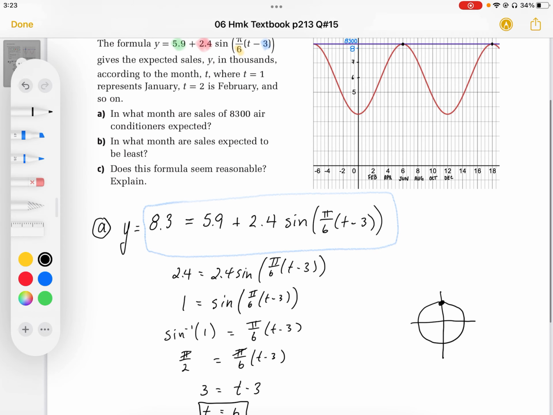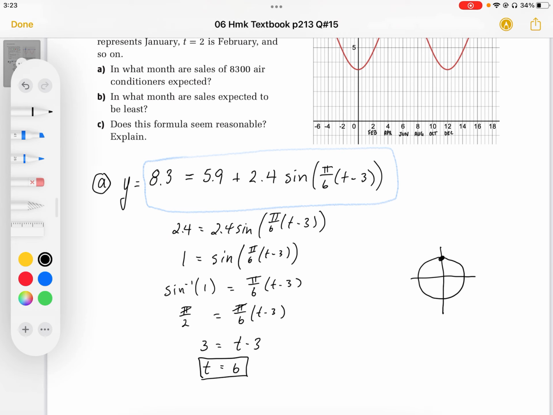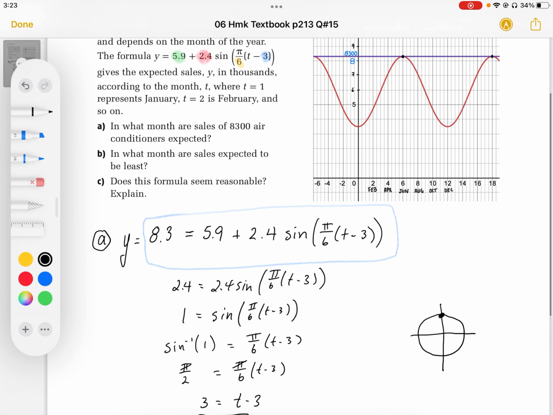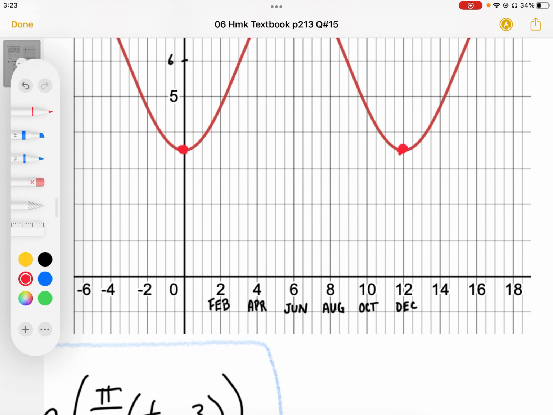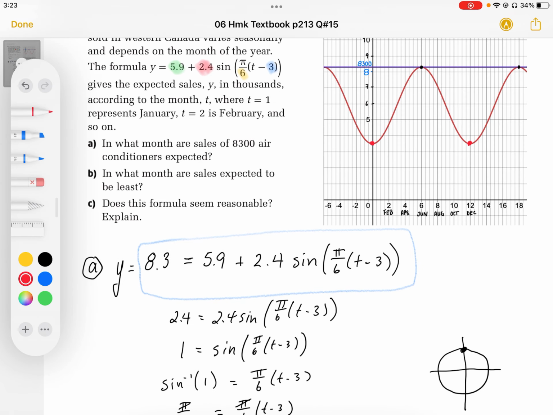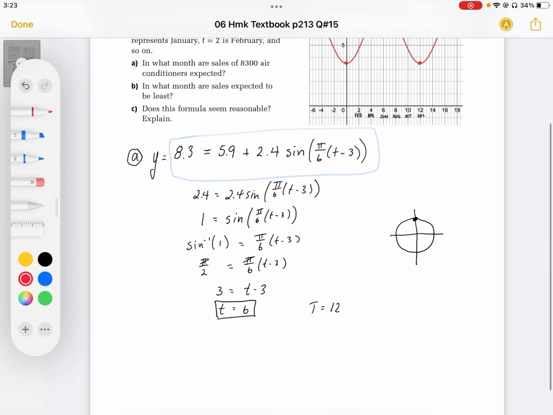And we could also have repetitions because we know our period is equal to 12 months. So we know it's going to happen at 18 months, 30 months, etc. So that's part A. Part B asks, in what month are the sales expected to be the least? When we take a look at the picture again, we can see that in January or December here, those are going to be our low points for our sales, which makes sense. And that's part C. Does this formula seem reasonable? Certainly does. Now for part B, we're going to solve this algebraically as well.